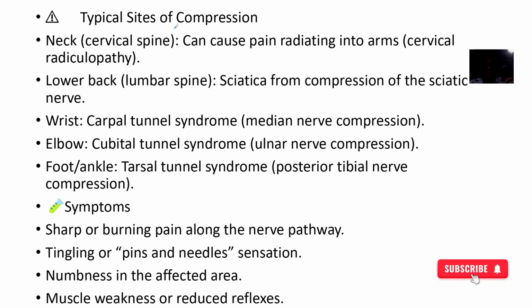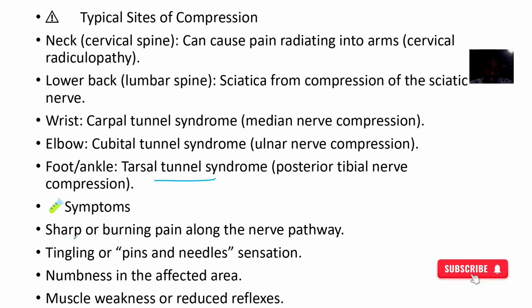So typical sites of compression, we have the one at the cervical spine, we have the one at the lower back, we have carpal tunnel syndrome at the wrist, and at the elbow, that's basically cubital tunnel syndrome. I'm just listing and passing because all of them will still come back and be discussed. Then we also have tarsal tunnel syndrome, which is compression of the posterior tibial nerve.